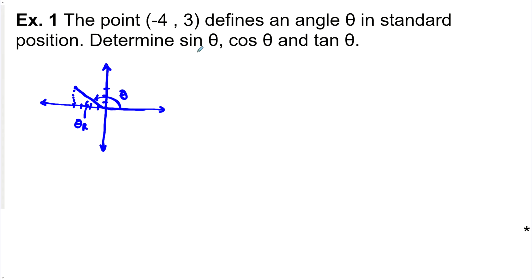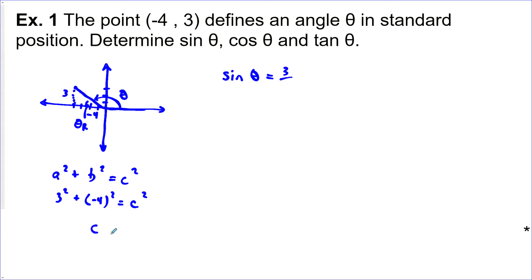We want to determine sine theta, cos theta, and tan theta. So this side length here is -4, and this side length here is 3. Let's find sine theta. That would be opposite 3 over the hypotenuse, which we need to find. So let's find it using the Pythagorean theorem. a squared plus b squared equals c squared, or 3 squared plus -4 squared. Make sure you square the negative so it will always go away. And we get that c is equal to ±5, but it's a linear measurement here, so we're only interested in the 5. So our hypotenuse for this right triangle is 5.